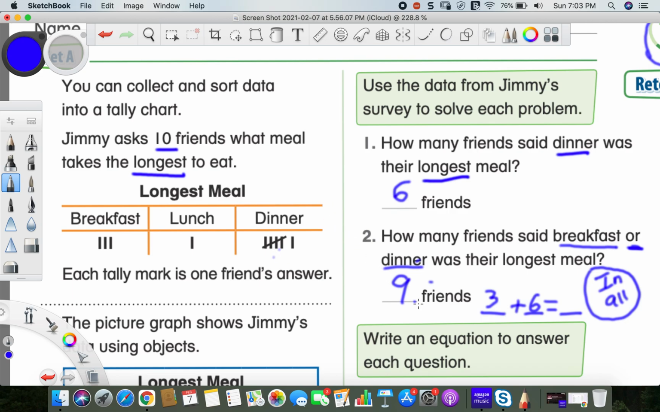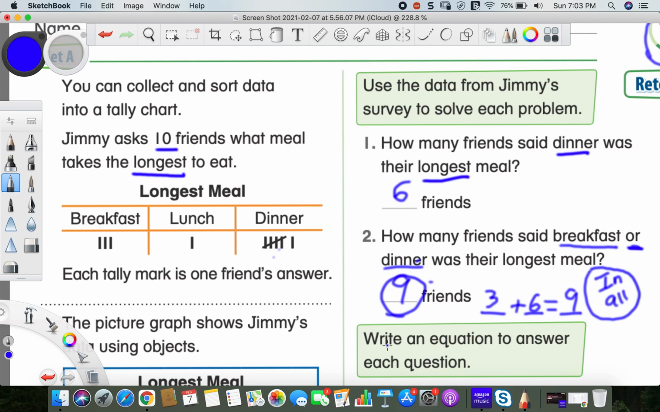Okay, so now that we have our addition sentence all set up, now we just have to think 3 plus 6. What is 3 plus 6? Well, that is just 9. And that's how we got the answer of 9 friends voting for dinner or breakfast.